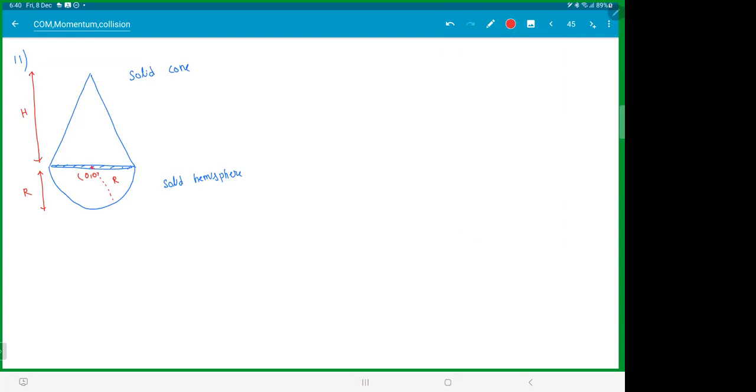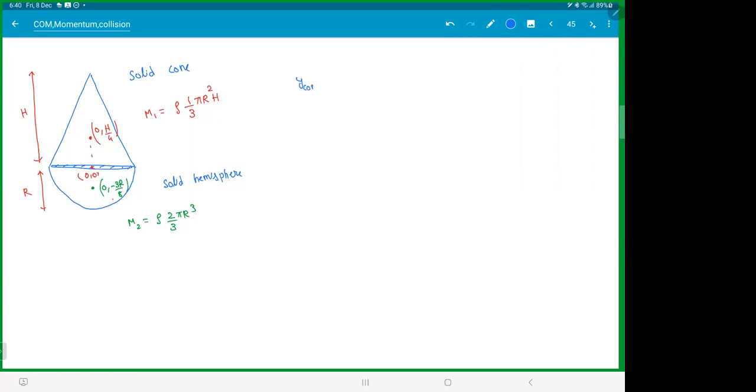So first thing, the center of mass of this cone will be at 0, h by 4. Let this mass be m1. What is the mass? Density into volume of a solid cone. You should know the volume formula, 1 by 3 pi r square h. The center of mass of the hemisphere will be at 0, minus 3r by 8. You messed up the sign. Mass m2 will be density into volume, which is 2 by 3 pi r cube.